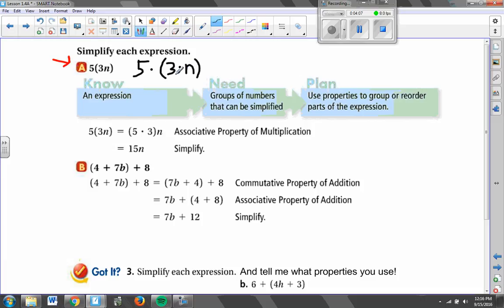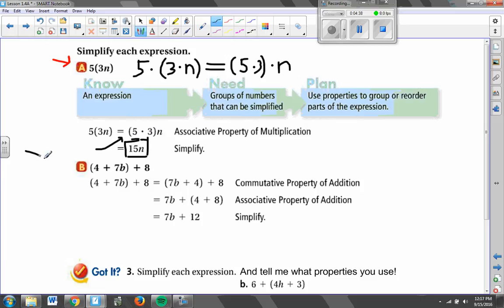Now we would like to be able to combine the 5 and the 3 and times those together. So all we have to do is move the parentheses, which we can definitely do based on one of our properties from the previous page, the associative property. We can move the parentheses to be around the 5 and the 3 instead of around the 3 and the n. So that's exactly what they've done right there. They've done 5 times 3 in parentheses first, then we'll times by n. And 5 times 3 we know is 15, so our answer is 15n.